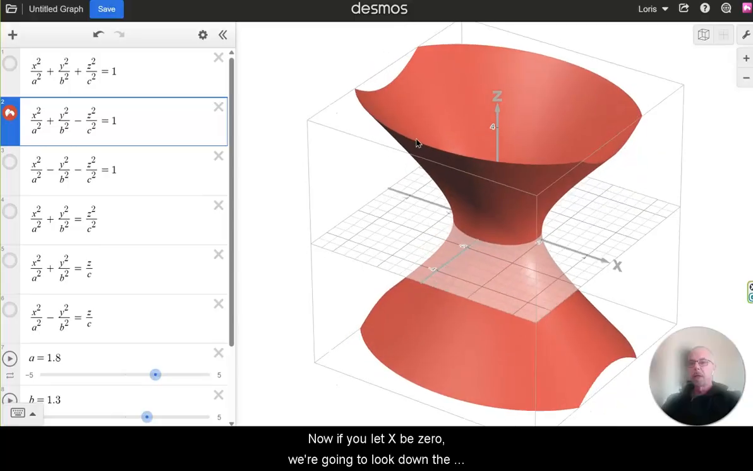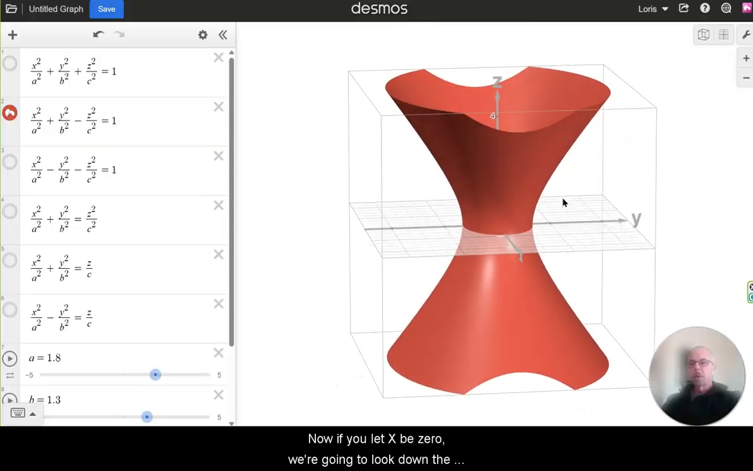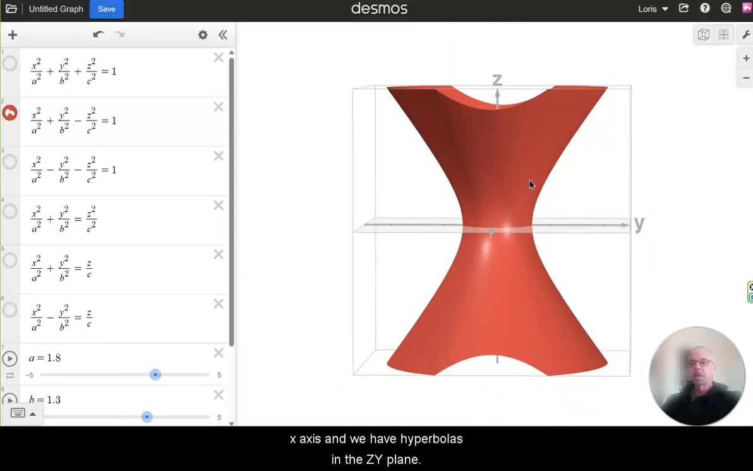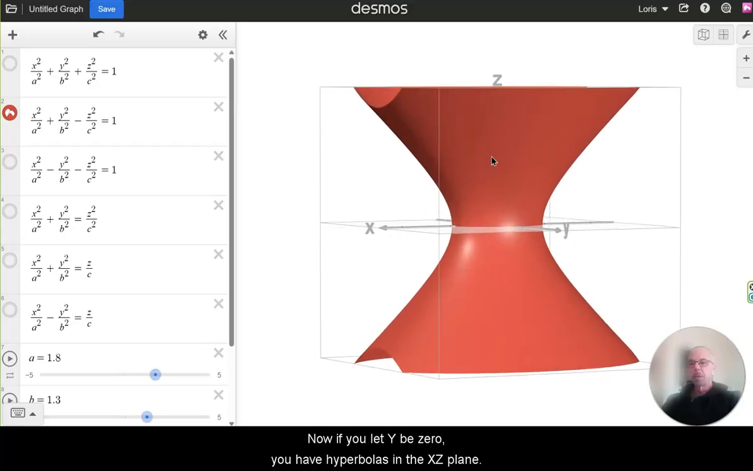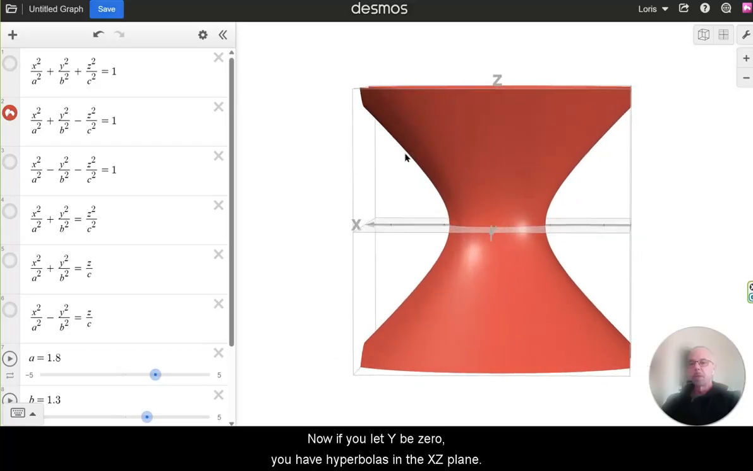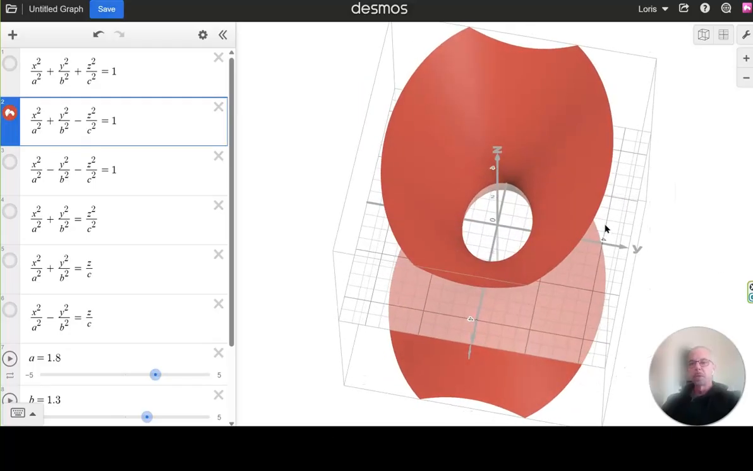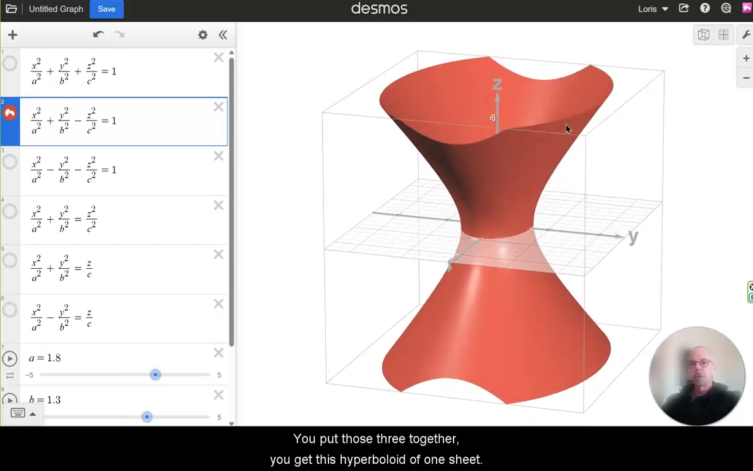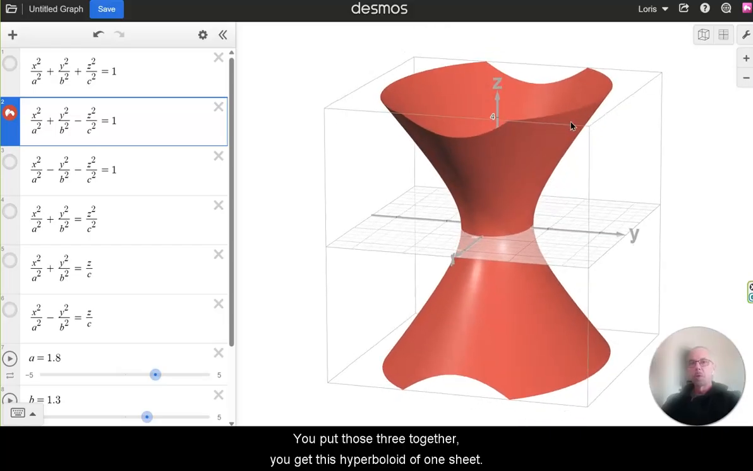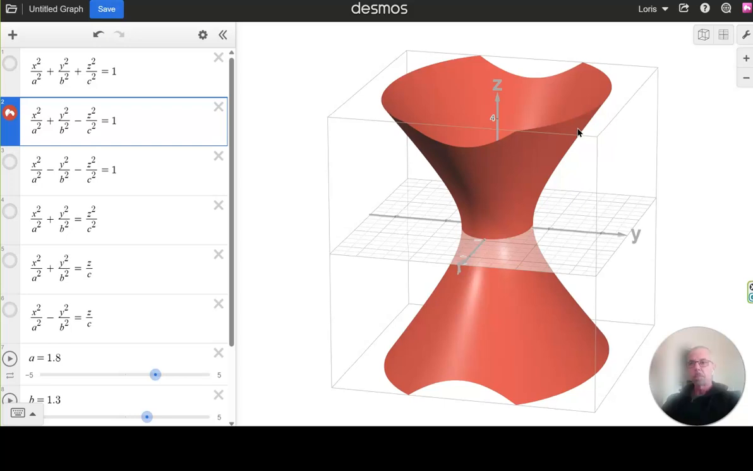Now, if you let x be 0, we're going to look down the x-axis, and we have hyperbolas in the zy plane. And now if you let y be 0, you have hyperbolas in the xz plane. So hyperbolas, and ellipses, if you put those three together, you get this hyperboloid of one sheet.